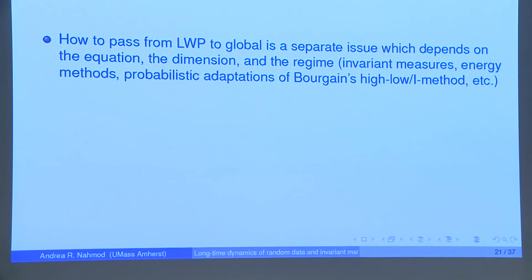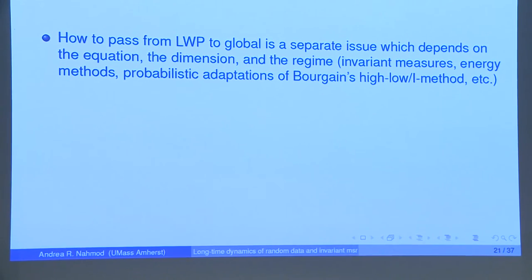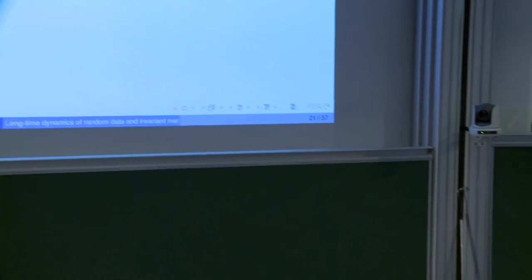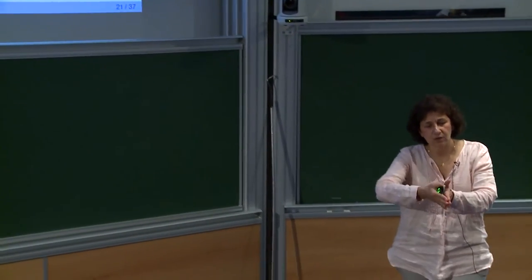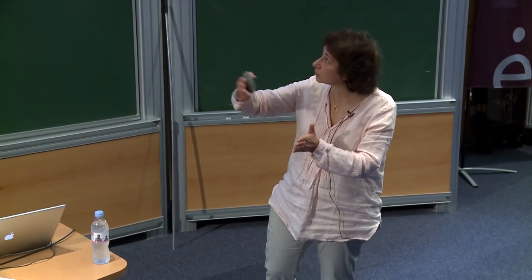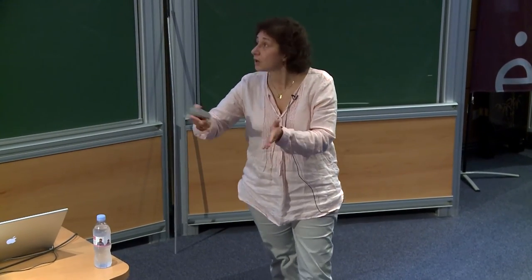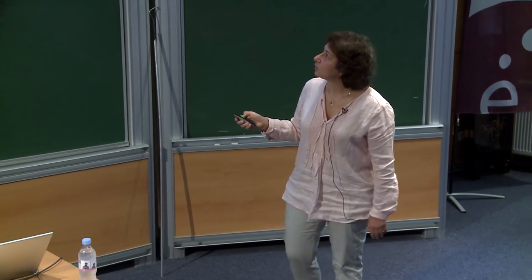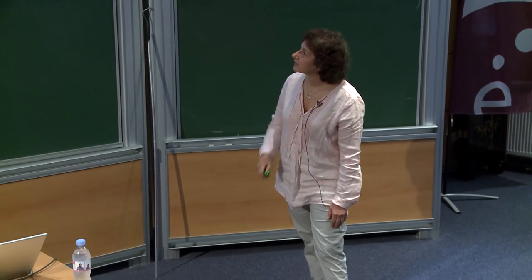As I said, then how do you pass? So separate the two issues. Randomization improves local. And then if you have a measure, then you can go from local to global. If you don't have a measure, maybe you can do energy estimates, or you can do something else depending on the regime, or you may still be working on it because you have nothing.